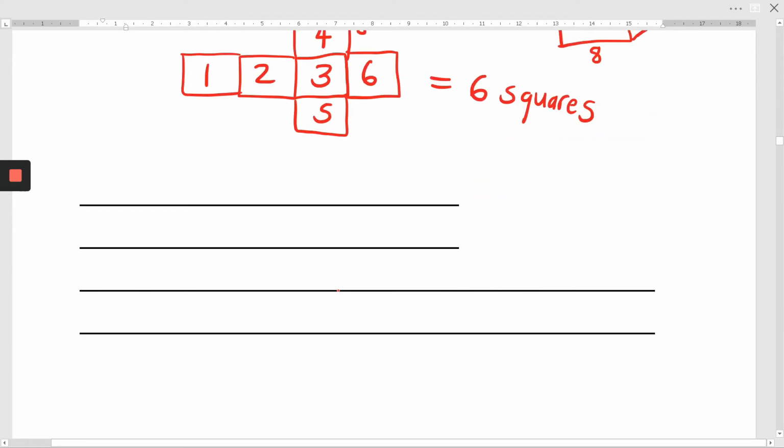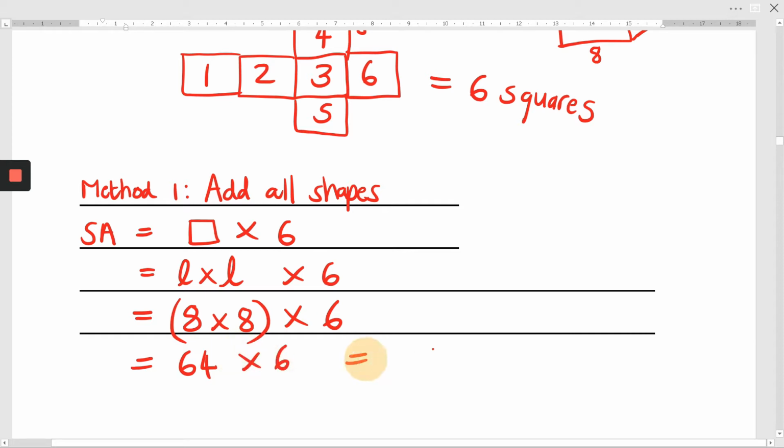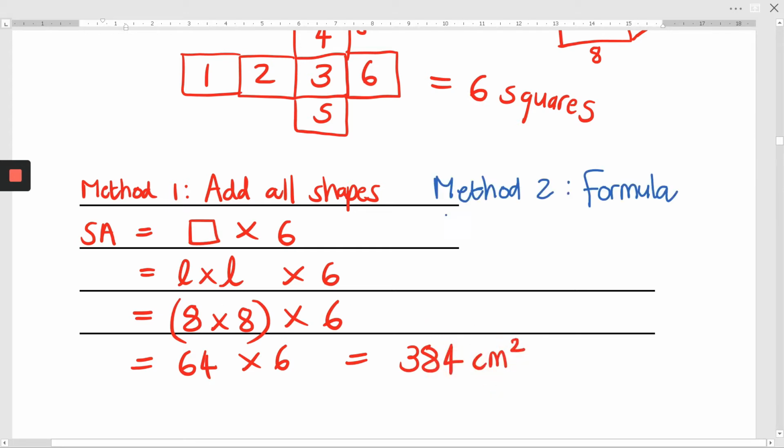The way that I'm going to write that then is I'm going to say method 1, I'm going to add up all the shapes. And in this case, I have surface area equals a square times 6. The square is length times length. And then I'm going to have 6 of them. The length of the square is 8, so I'm going to say 8 times 8 and then have 6 of them. That's going to be 64 times 6, which is going to give me 384 square centimeters.